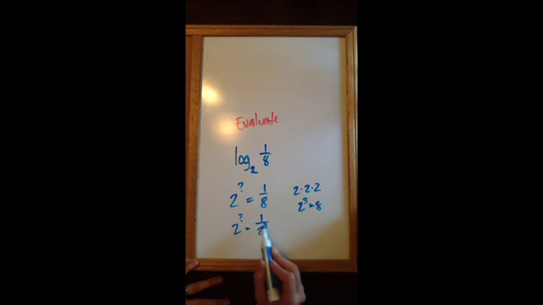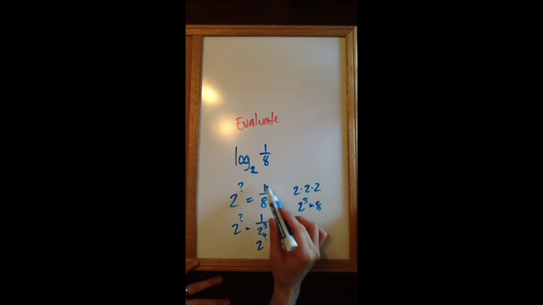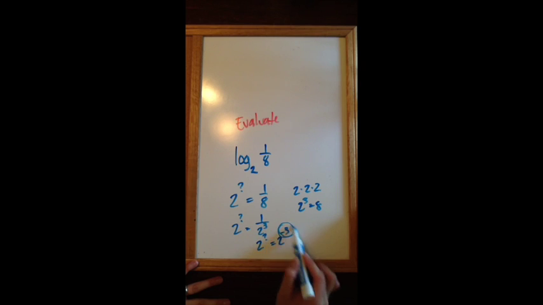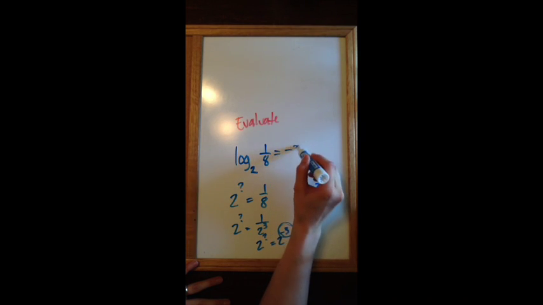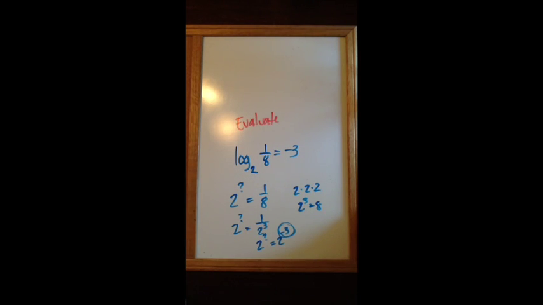But remember, if you want this out of the denominator, you can move it to the top, but change the exponent to a negative. So I have 2 to what power equals 2 to the negative 3. So anytime that you end up with a fraction, your power is going to be negative. So this gives us negative 3. Okay?